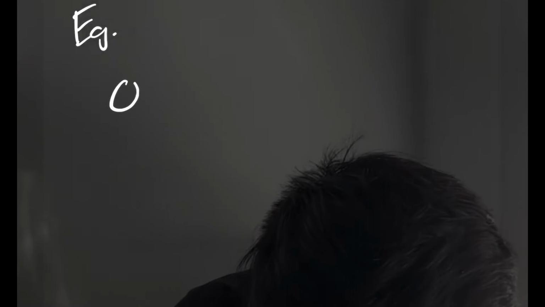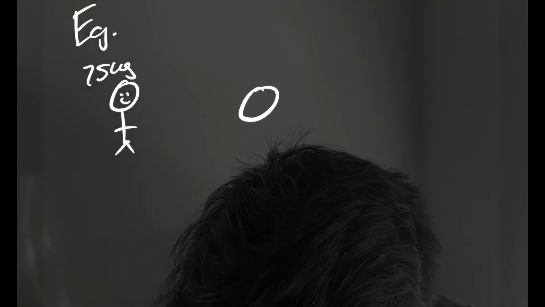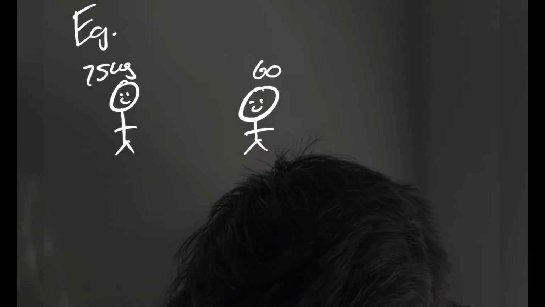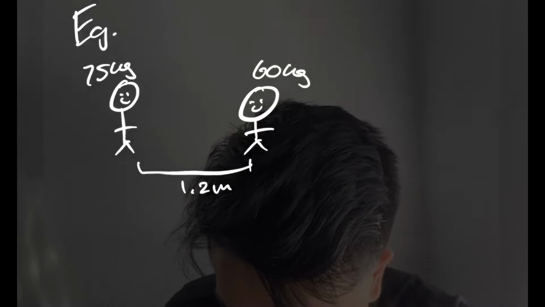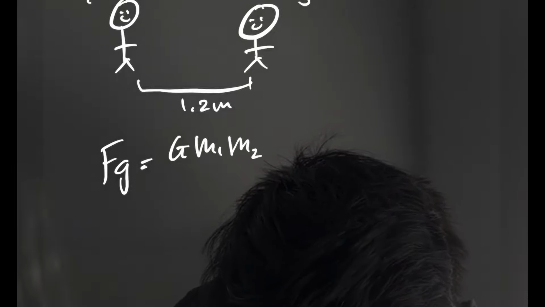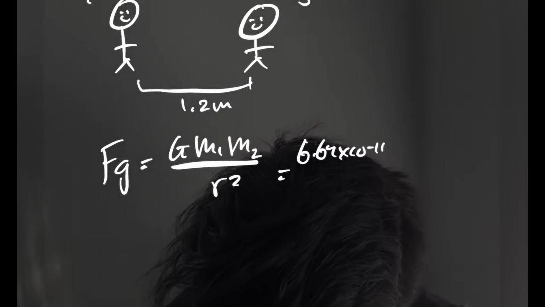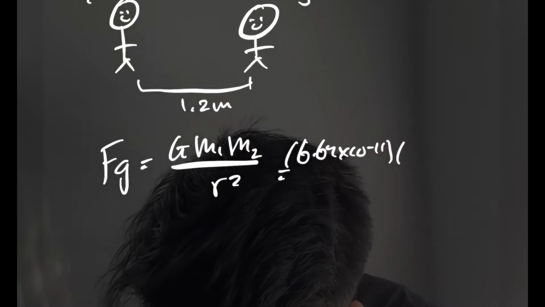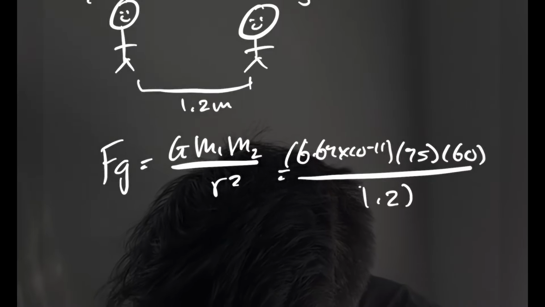Okay, so now moving on to an example. We can find the force between two people that are 2 meters apart. So if we have a person right here, and this person weighs 75 kgs, and a person right here, let's say this person weighs 60 kgs and they are 1.2 meters apart, let's say. If we use our formula, Fg is equal to G times M1, M2 all over R squared. We know that our G is 6.67 times 10 to the negative 11 times 75 times 60 all over 1.2 meters squared.